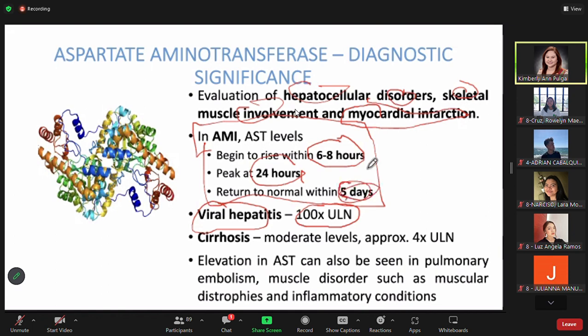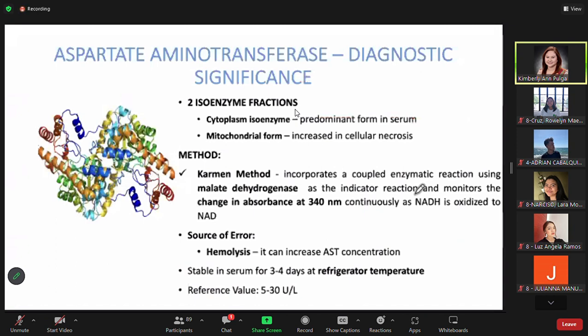So again, your AST here is not also a specific diagnostic marker for AMI. So along with the other tests, dapat yan kasama. Pwede nyong isama para sa AMI, no? Okay, so what else? Cirrhosis here, moderate levels, approximately 4 times higher than the upper limit of normal. Saan pa makikita yung elevations nito? Pulmonary embolism, muscle disorder, muscular dystrophies, and inflammatory conditions.